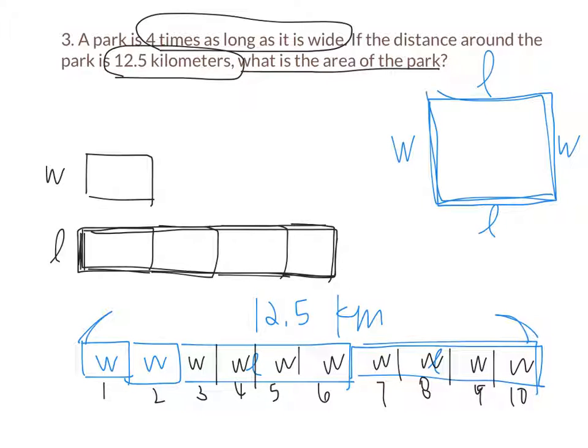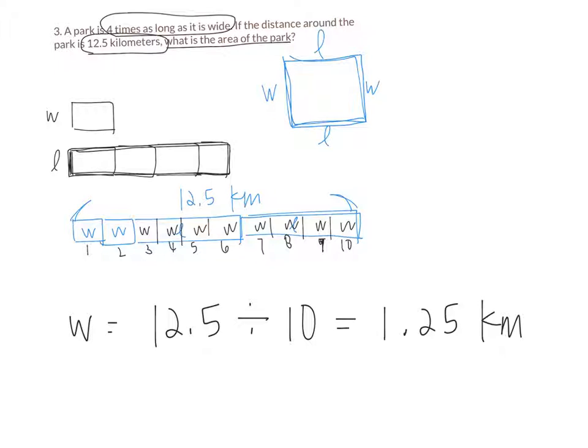So how can I find how long one width is? I could take 12.5, the total, and divide it by 10, right? Would that tell me the width? Yeah. Go ahead and do that. Okay, we can see that the width then is 1.25 kilometers. Once I know the width, how can I find the length? Multiply it by 4. 4, good.